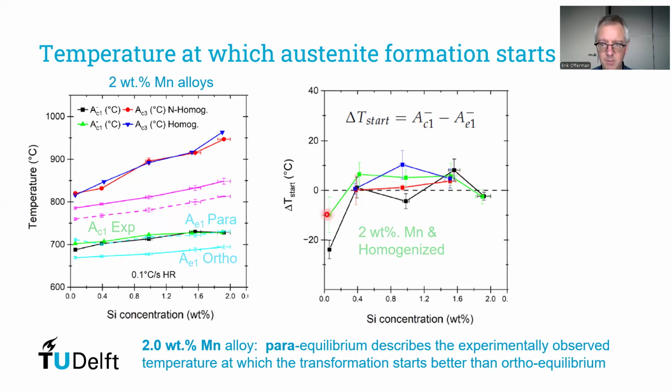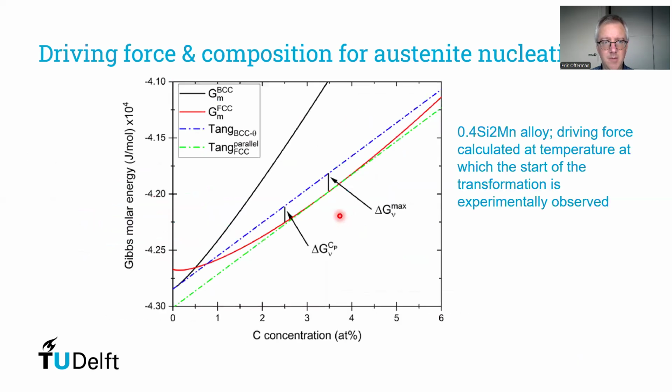Here it's a little bit below, which could mean that maybe ortho applies better, or it's 10 degrees. It could also fall all within uncertainties. And then the question is, how big is the driving force for austenite nucleation, and what is in fact the composition of the austenite nucleus?